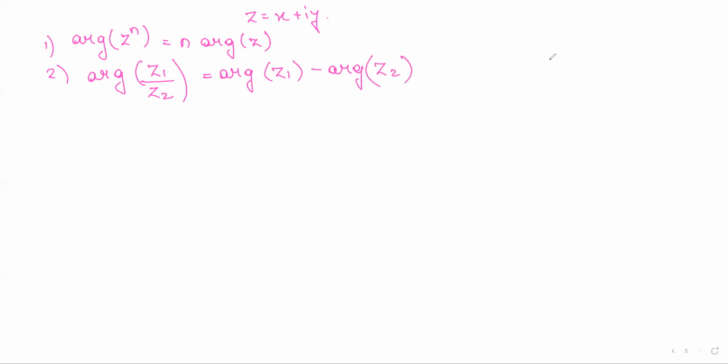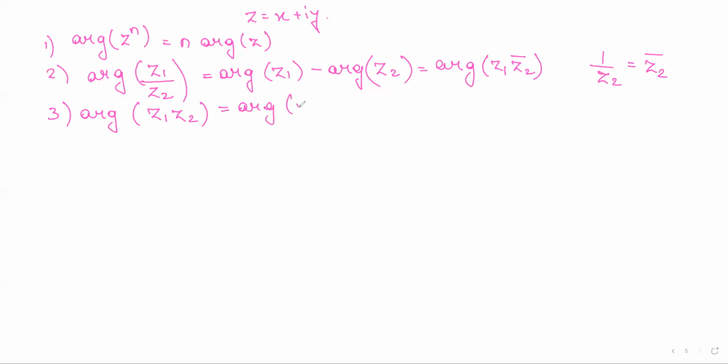Now, we know that 1 upon Z2 can be written as Z2 conjugate. So this can be written as argument of Z1 into Z2 conjugate. So anywhere where you find argument of one complex number multiplied by conjugate of second, it literally means argument of first divided by second complex number. Third, argument of multiplication of two complex numbers Z1 and Z2 is equal to argument of Z1 plus argument of Z2.